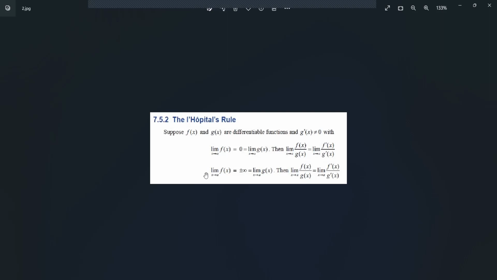Similarly, the second possible scenario is the infinity by infinity form. That is, if limit x tends to a, f of x is plus or minus infinity, and limit x tends to a, g of x is also plus or minus infinity, then the limit of f of x by g of x as x tends to a is given by limit x tends to a, f dash of x divided by g dash of x. So this is also solved by differentiating the numerator and the denominator.